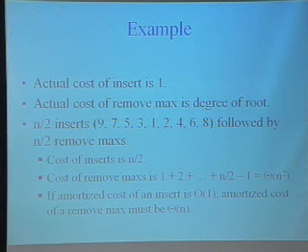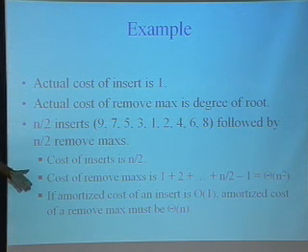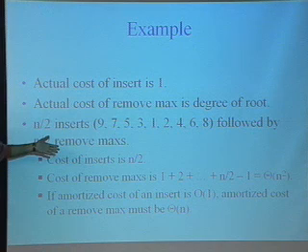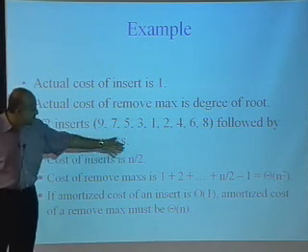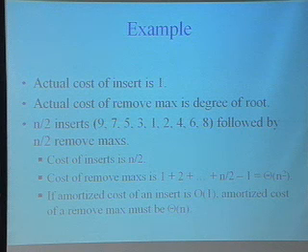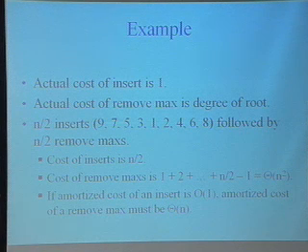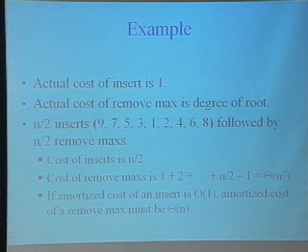Okay. So from this example, what you see is that if you claim that the amortized cost of an insert is 1, then the only way you can end up with a total sequence cost of n over 2 plus n squared is if the amortized cost of a remove max is n, of order of n, some constant times n. So if the amortized cost of an insert is order 1, then the amortized cost of a remove max has to be theta of n.